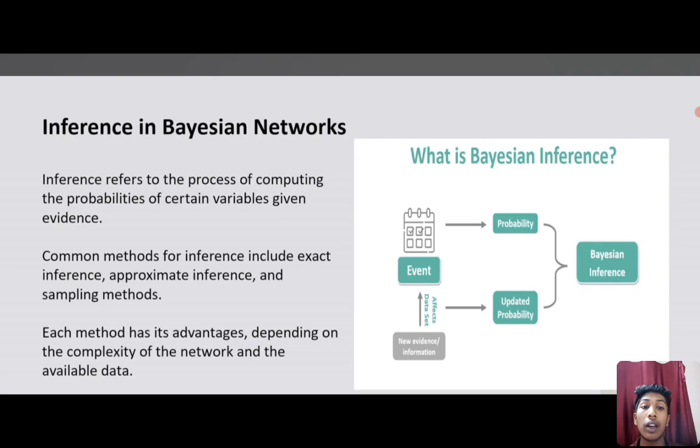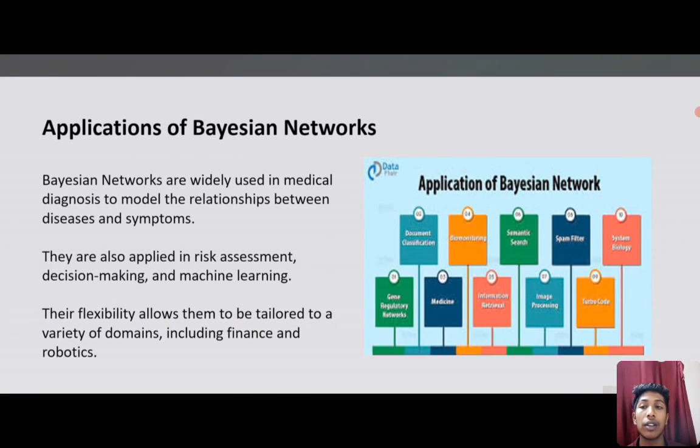What is Bayesian inference? Take an event. Now evidence is information which affects the data set, and you have the probability and the updated probability. These two combined is the Bayesian inference.